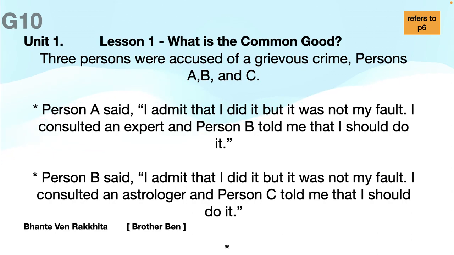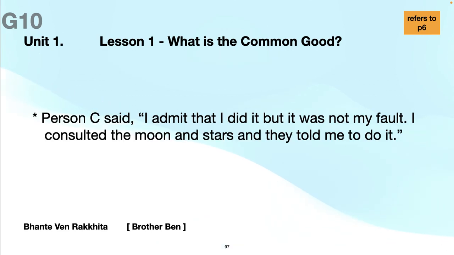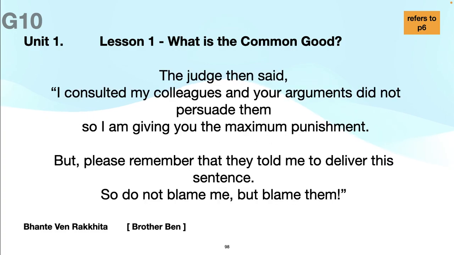Three persons were accused of a grievous crime, persons A, B, and C. Person A said, "I admit that I did it, but it was not my fault. I consulted an expert, and the expert told me that I should do it." Person B said, "I admit that I did it, but it was not my fault. I consulted an astrologer, and the astrologer told me that I should do it." Person C said, "I admit that I did it, but it was not my fault. I consulted the moon and stars, and they told me to do it."